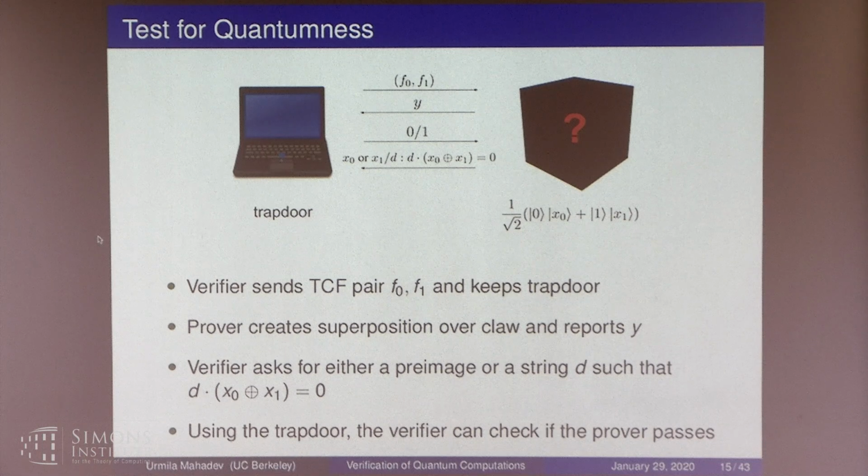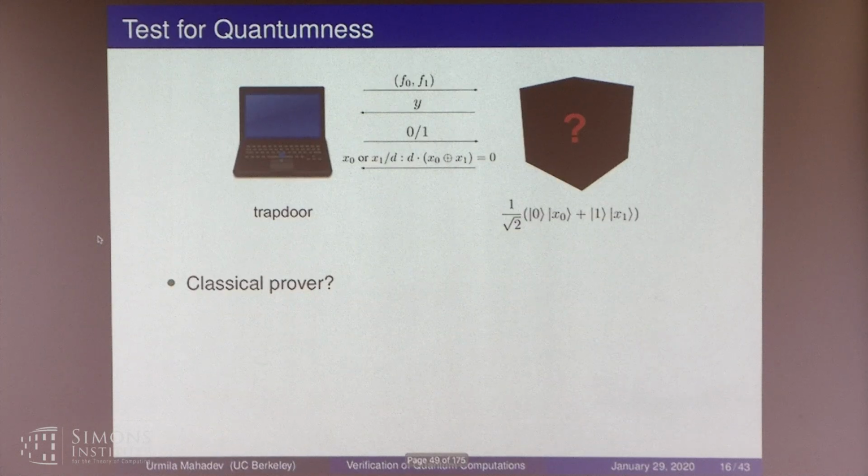Now, from what I've told you so far, it's very easy for a quantum machine to pass the test, because a quantum machine can create this uniform superposition, and then if the verifier asks for a pre-image, it can measure the state in the standard basis. If the verifier asks for a string D, it can measure the state in the Hadamard basis. But the point of this was to separate quantum from classical. So we know it's easy for quantum, but why is it hard for classical?